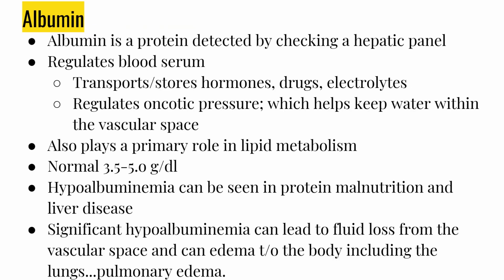All right, albumin. Albumin is a protein. Albumin helps regulate that oncotic pressure, helps keep the water within the vascular space so we don't have leaky vessels going on. It has a primary role in lipid metabolism. We can see hypoalbuminemia in patients that are protein malnourished and have liver disease. We need to be mindful of it because it also can cause pulmonary edema if they have a really low albumin level. So understand what albumin means. It's part of the hepatic panel.